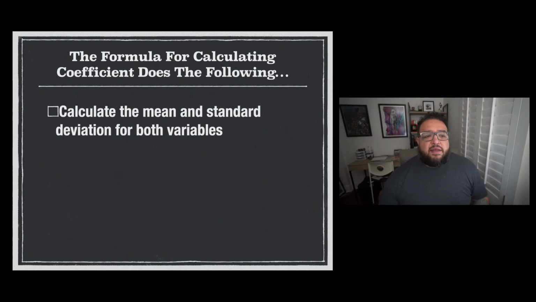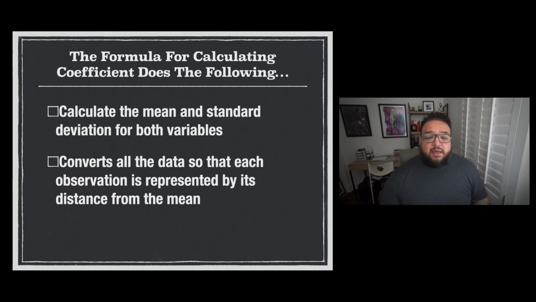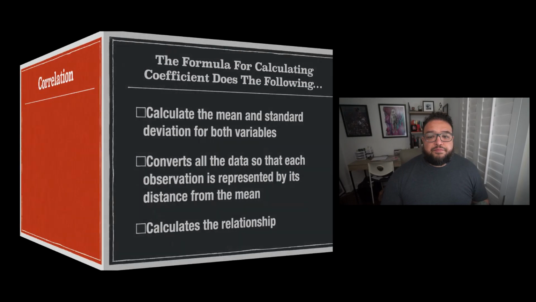So the formula for calculating the coefficient does the following. It calculates the mean and standard deviation for both variables. It converts all data so that each observation is represented by its distance from the mean. And most importantly, it does calculate the relationship if there is one.